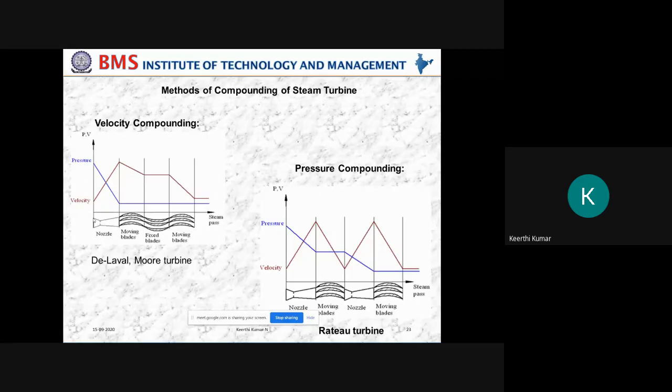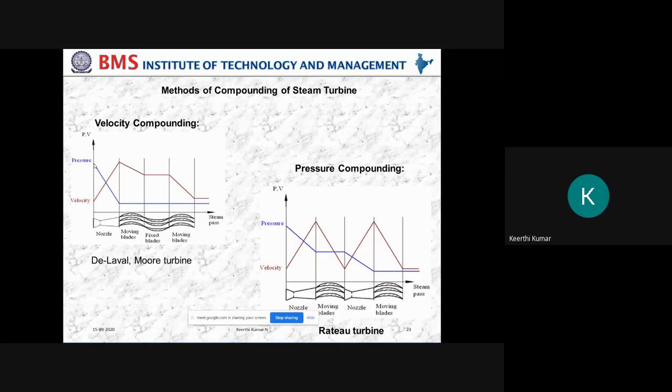Before the stage, there is a nozzle. The steam will enter the nozzle. What will be the condition of the steam once it enters the nozzle? I can represent that here. At the entry of the nozzle, the pressure of the steam is very, very high, so I have drawn it very high on the y-axis. And the velocity of the steam at the entry of the nozzle is low. Let us take this as the first point.